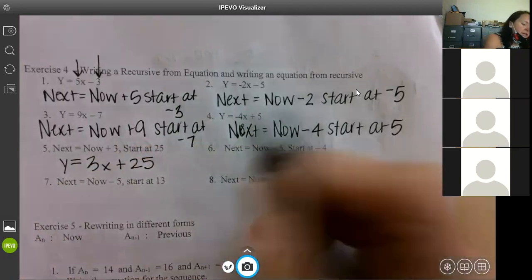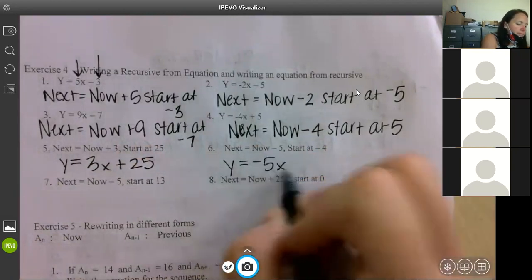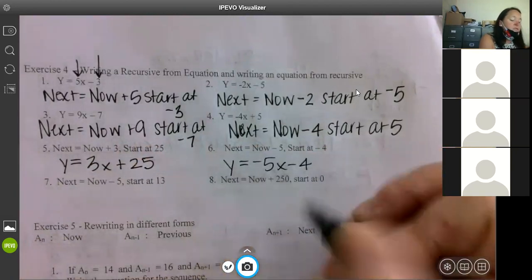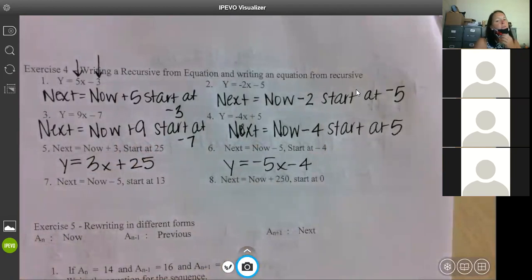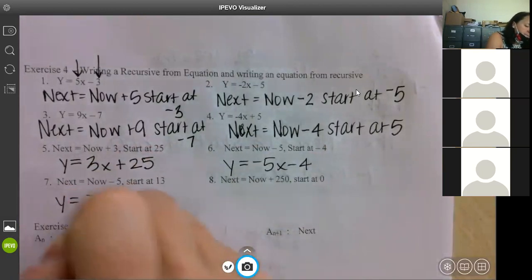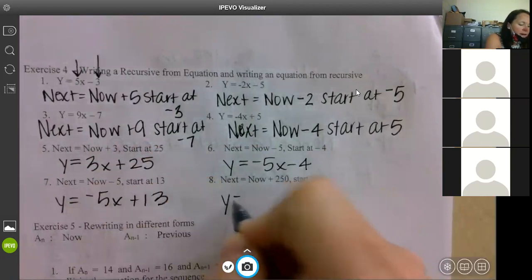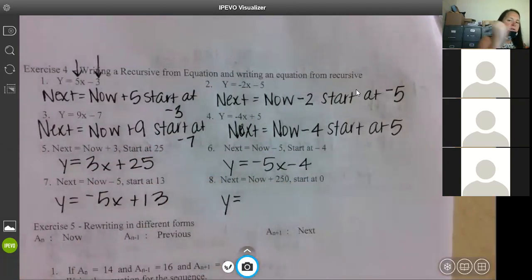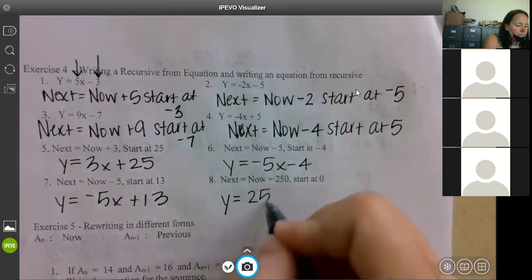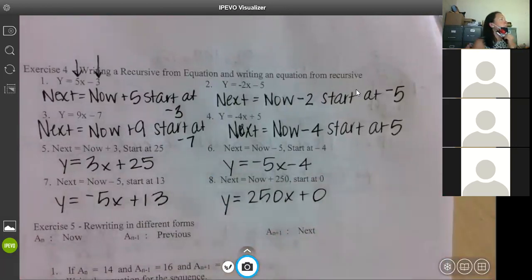What's your equation for number 6? Y equals -5 minus 4x. Don't forget your x in there, okay? If you don't put your x, you're wrong. The next one, y equals? -5x plus 13. Perfect, everybody. And number 8, the last one, y equals? 250x. You can put the +0, but you don't have to, okay? So it's up to you. Both ways will be counted.